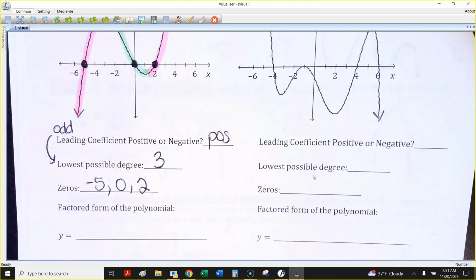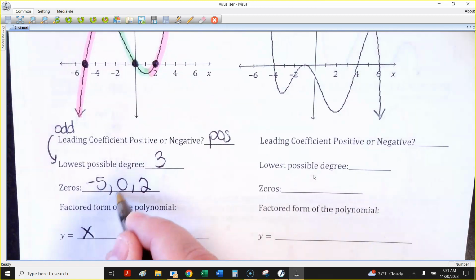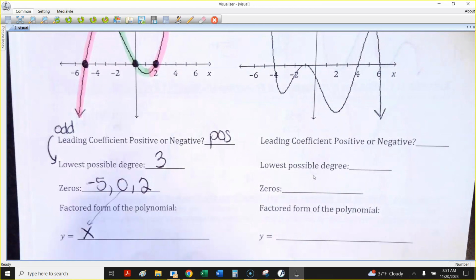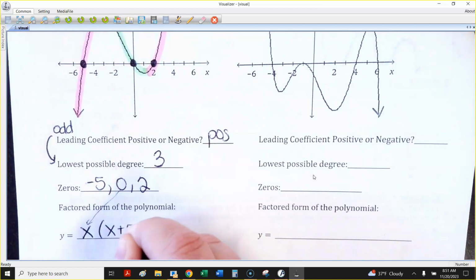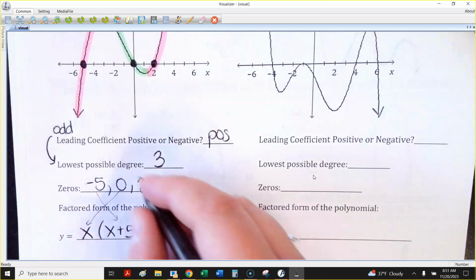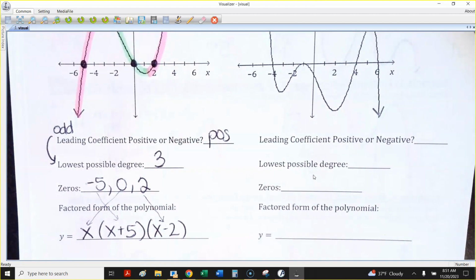If you have 0 as a zero or 0 as a root, just put a little x out in front. That'll cover that 0. Typically, if it doesn't have a set of parentheses, you just go ahead and put that out in front. So then I had the -5, so that would be x plus 5. So the -5 would go with the linear factor there. And the 2 would just be x minus 2. So that would be the linear factor associated with that. This is not negative. I don't need a negative sign in front. There's no bounces, so I don't need to worry about any exponents or multiplicities here.